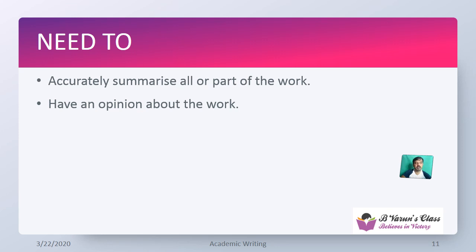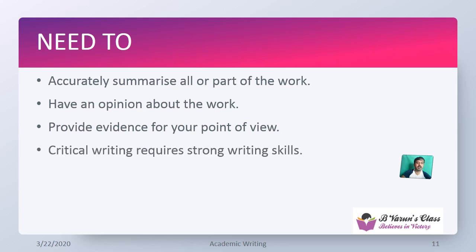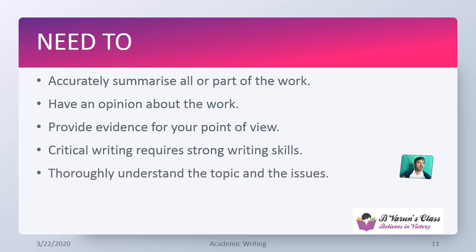Appropriate types of opinion could include pointing out some problems with it, proposing an alternative approach that would be better, and or defending the work against the criticisms of others. Provide evidence for your point of view. Without evidence, it cannot be valid. Critical writing requires strong writing skills. You need to thoroughly understand the topic and the issues. Without understanding the topic or issues, we cannot go for critical writing.